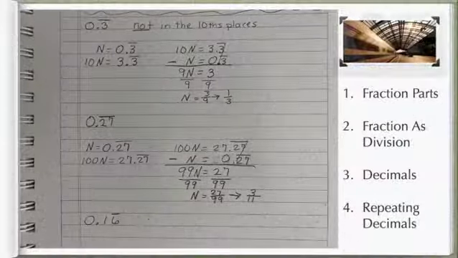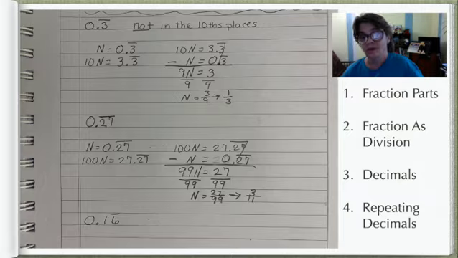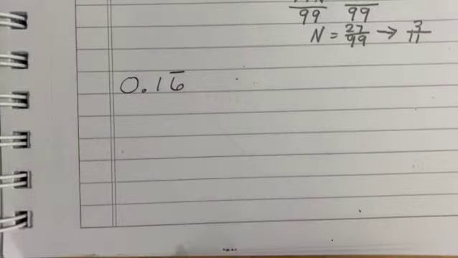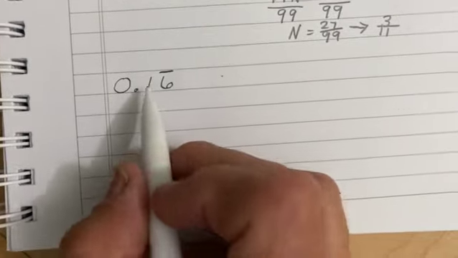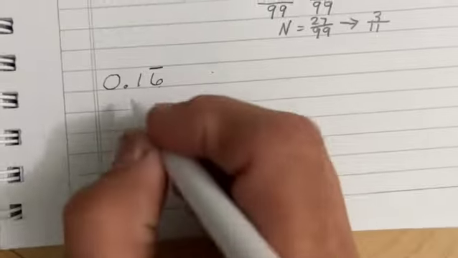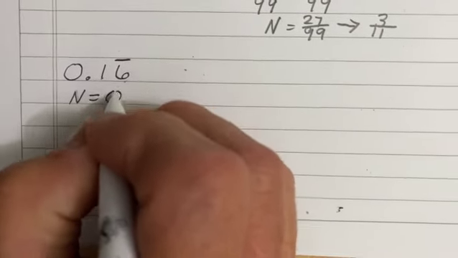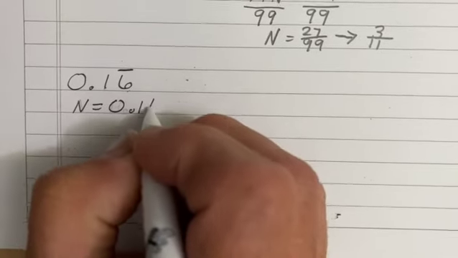I know what you're thinking, but what if some of the numbers behind the decimal don't repeat, but others do, like in 0.16 repeating? That's a great question. You start out the same way we did before. You have your n statement, so I'm going to have n equals 0.16 repeating, and only the 6 is repeating.